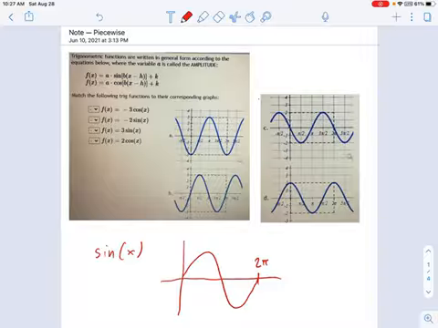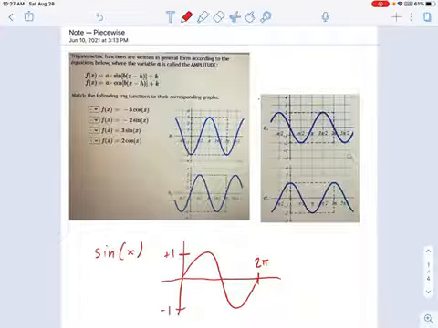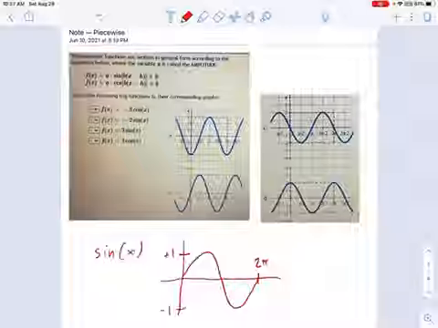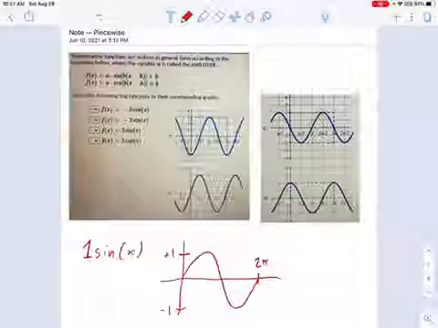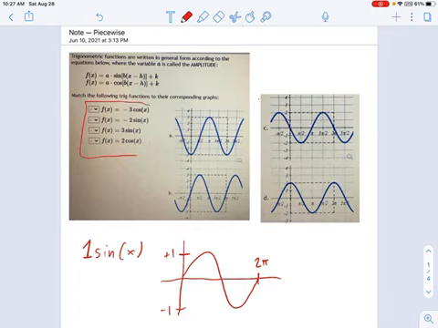Some of them go up to 3, 2, some of them go down, right? So let's talk about that. The parent function goes as high as 1 and as low as -1. Okay, and what that means is it's been multiplied by the number 1. It has an amplitude of 1. These guys have been multiplied by something else. And you can see our choices right here are multiplied by 3, 2, -3, -2. Okay, and some of them are cosines, some of them are sines.